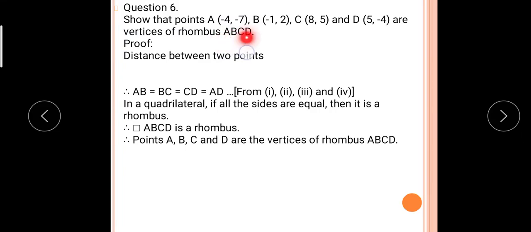AB, BC, CD and AD according to the given coordinates, using the distance formula. Then you will find that AB is equal to BC is equal to CD is equal to AD. If all the sides of a quadrilateral are the same, then we can say that it is a rhombus. So by using the distance formula, it is very easy to find out whether the given quadrilateral is a rhombus or not, or whether the given vertices are the vertices of a rhombus or not. So find out by the distance formula firstly AB, then BC, then CD and then AD.